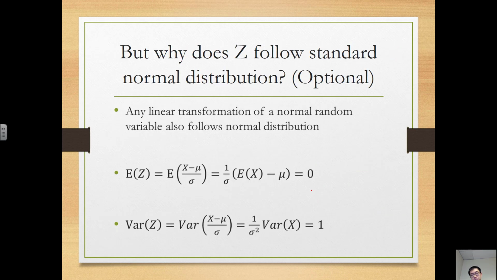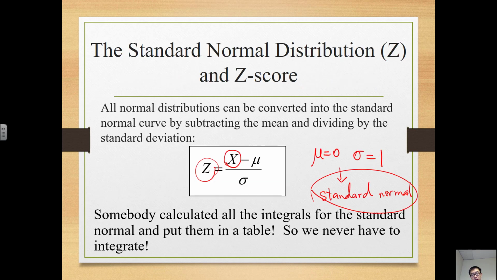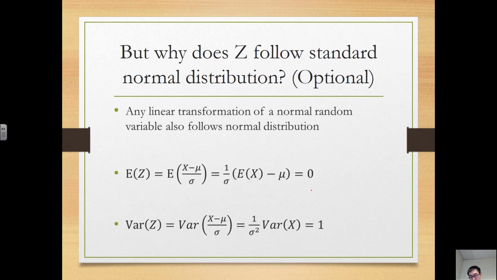But this is an optional slide that tells you why, using the above formula, this z will follow a standard normal distribution. Any linear transformation of a normal random variable will also follow a normal distribution. This is a theorem, a basic property of the normal distribution.